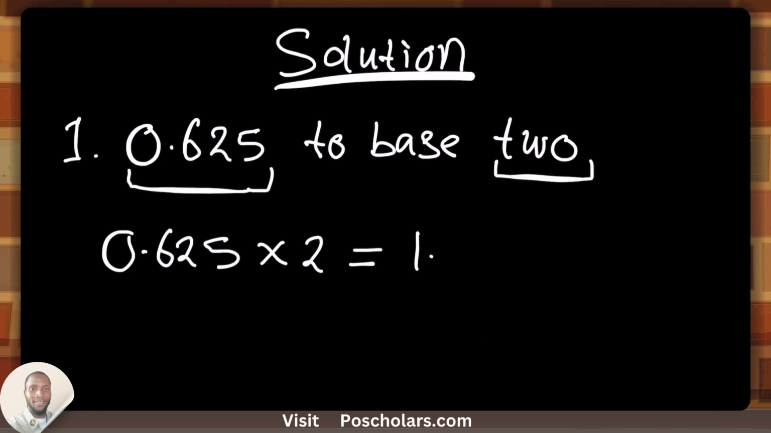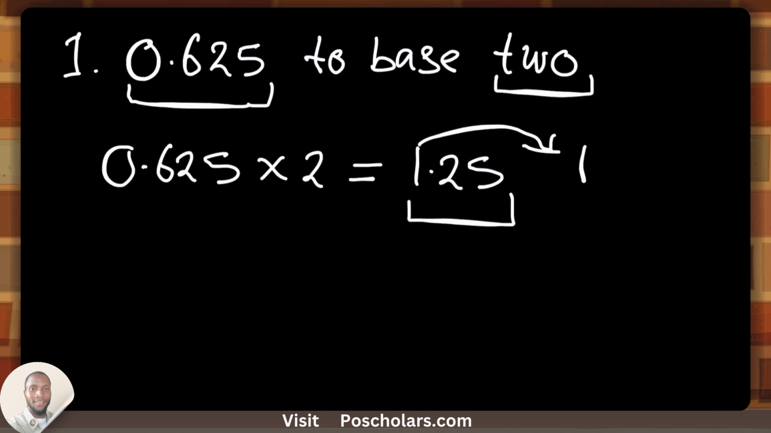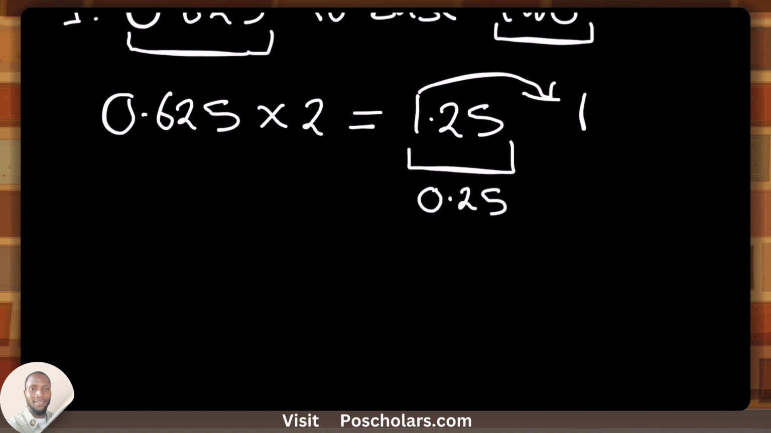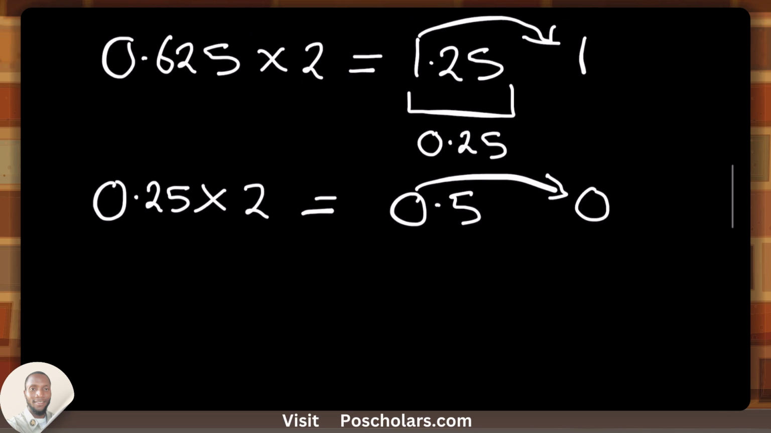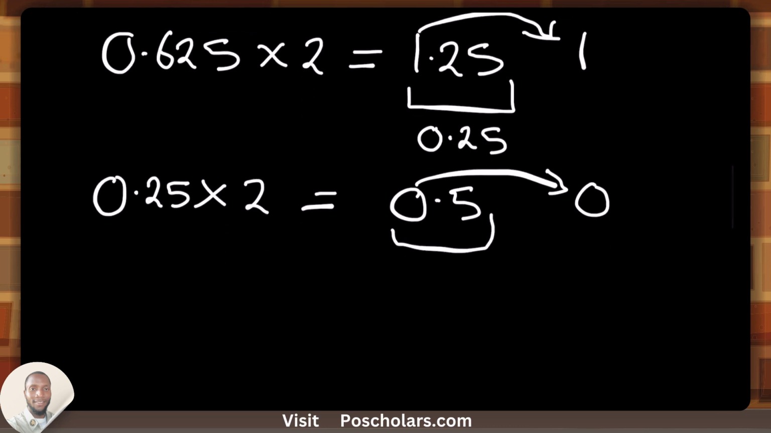So 0.625 times 2. What do we have? We have 1.25. Now we are interested in the whole number part. We extract it, which is 1. Then the leftover, the decimal part for 1.25 is 0.25. So multiply successively again by saying 0.25 times the required base, which is 2. If you do this, you have 0.5. Now we are interested in the whole number part, which is 0.